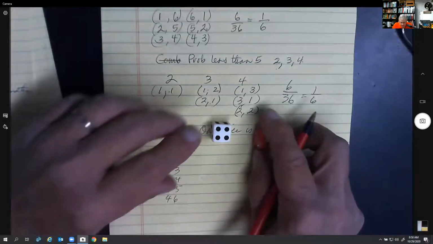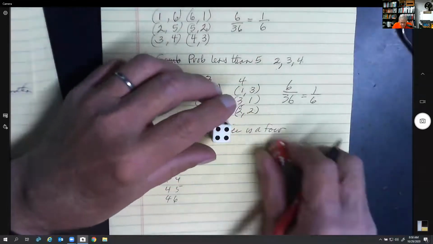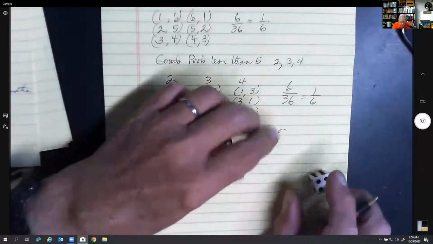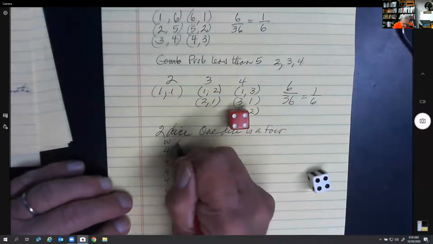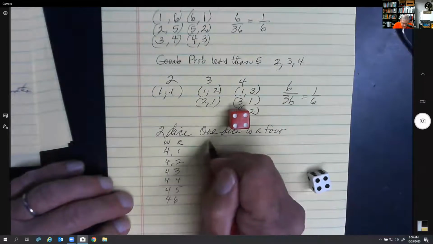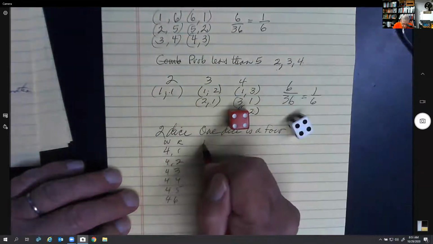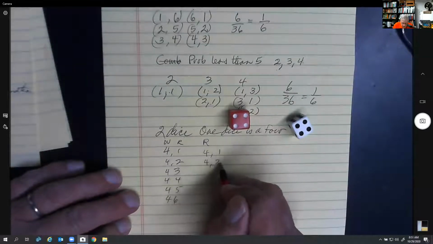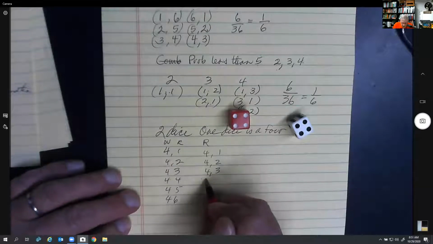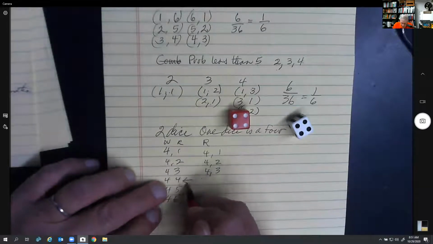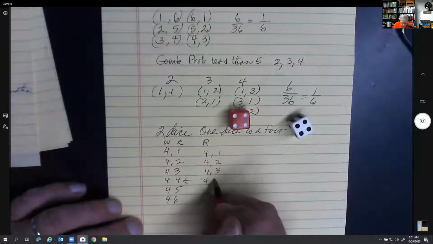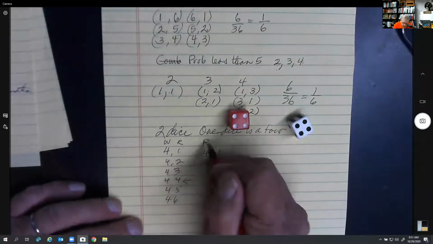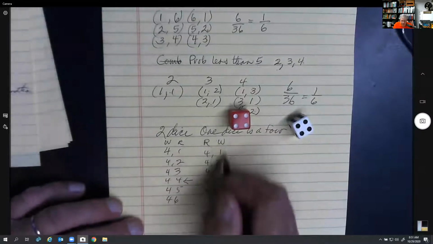But what if the red dice was a 4? This was the white dice and the red dice. What if the red dice now was a 4? 4 and a 1, 4 and a 2, 4 and a 3. I already put 4 and a 4, so I can't put that down again. 4 and a 5, 4 and a 6. Okay, so now the red is a 4 and the white is different numbers.